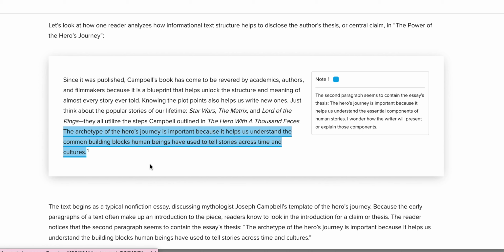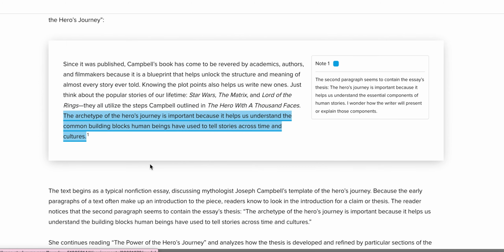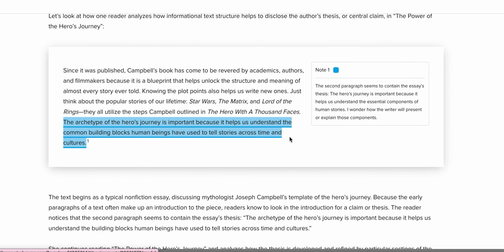Louise Munson, the author of this, is looking at the archetype of the hero's journey. In other words, the pattern that the hero's journey sort of spells out. And this makes a claim that it's important because, so that's a claim. It's important because why? Well, because it helps us understand the common building blocks that human beings have used to tell stories across time and cultures. So even though this isn't an argumentative essay, it's not trying to persuade its readers to take a stance necessarily, it is a claim that's being made, and that claim will be supported with evidence and reasons throughout the essay. So let's take a look at the student's note.